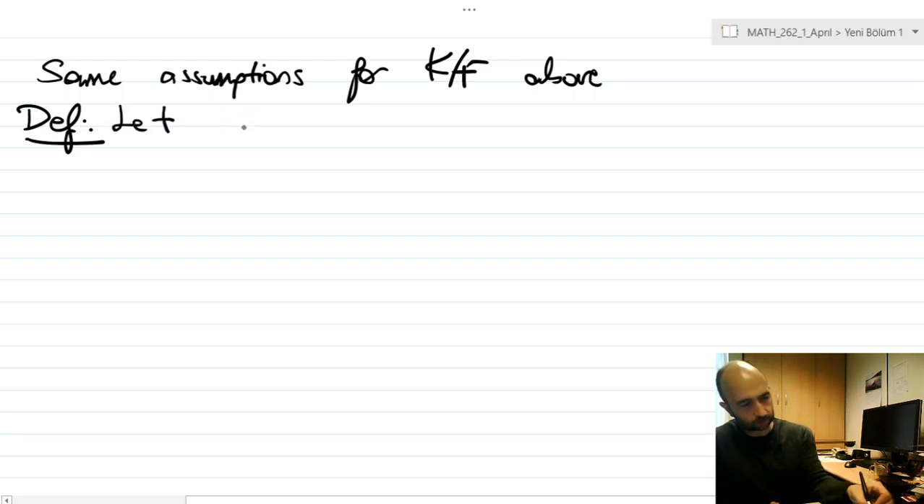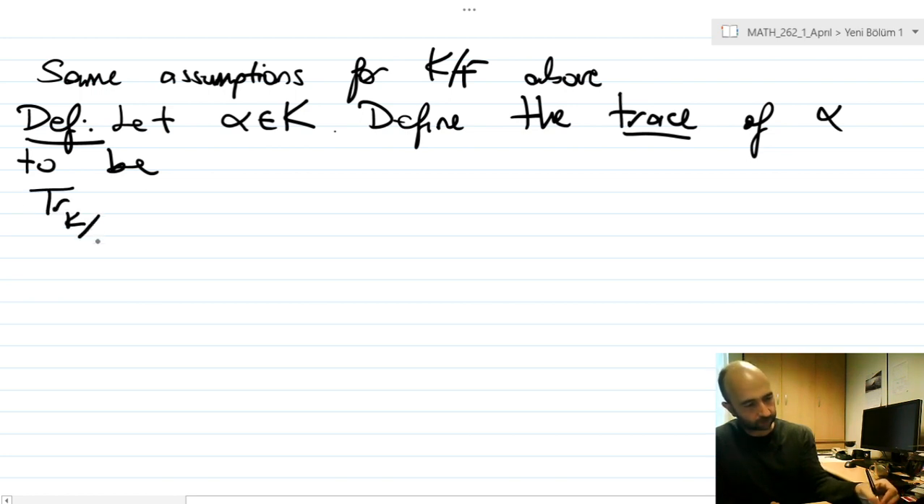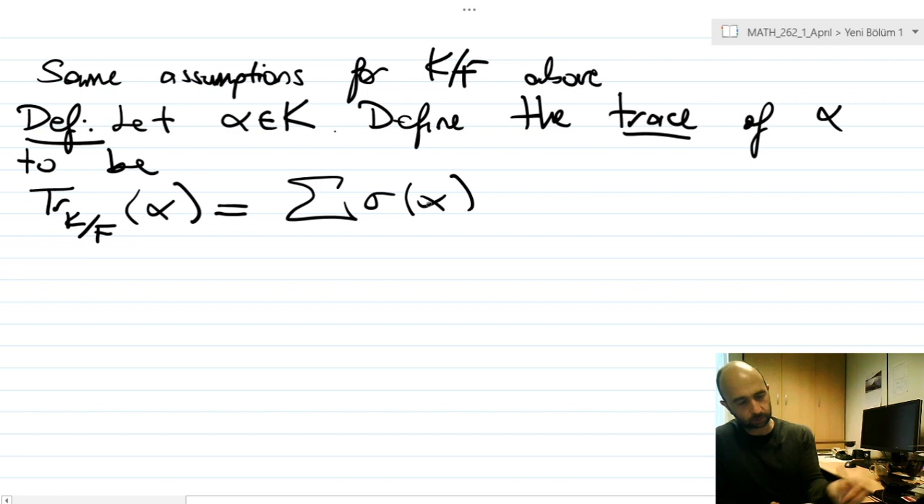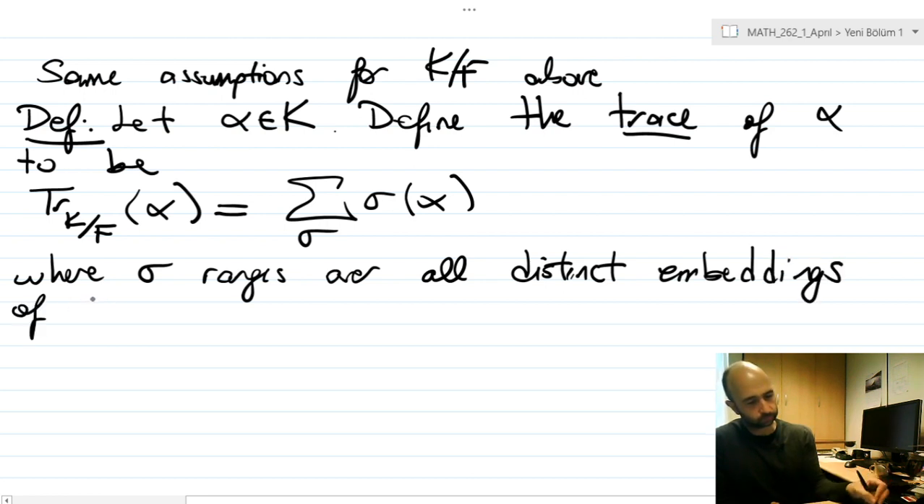Okay, let alpha be in k, define the trace of alpha, again I have to specify from where to where I'm going, from k to f, of alpha to be, again this time instead of product you could use sum, of sigma of alpha, where again sigma ranges over all distinct embeddings of k. Okay.